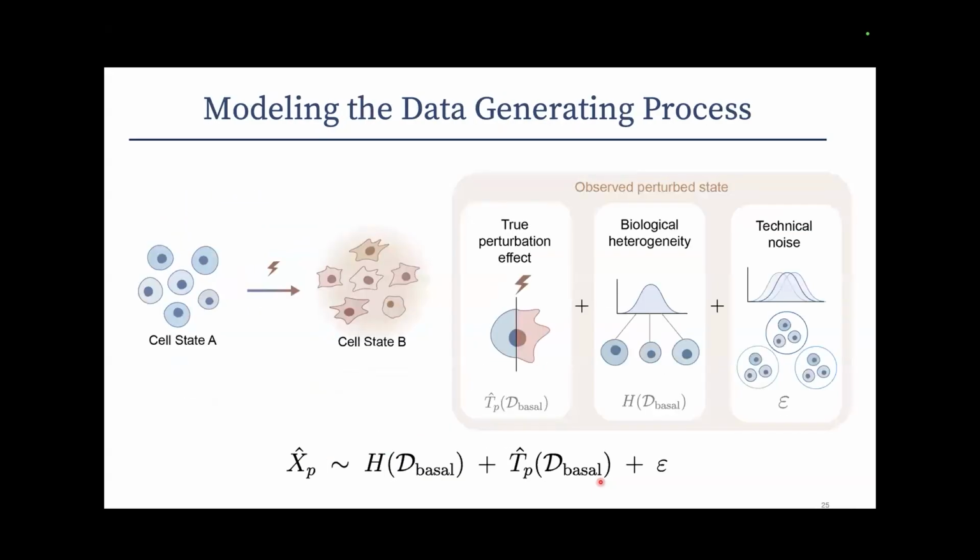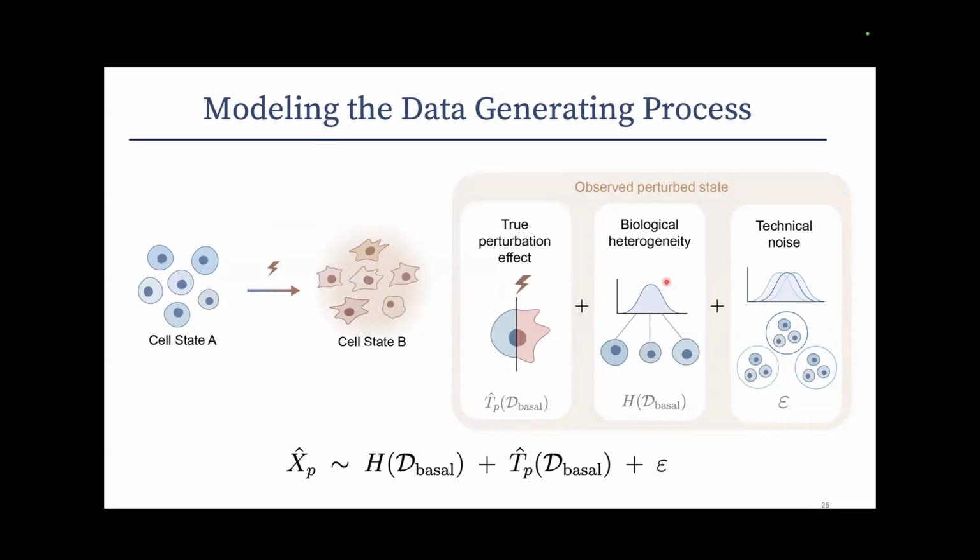And so what I mean by that is if you have this unperturbed population and a perturbed population, you can model this perturbed state as essentially composed of three different factors. You would have the true effect caused by the perturbation. Then you have the heterogeneity within that basal population. So say you have cells in different phases of the cell cycle. Each of those might respond slightly differently to that same perturbation.